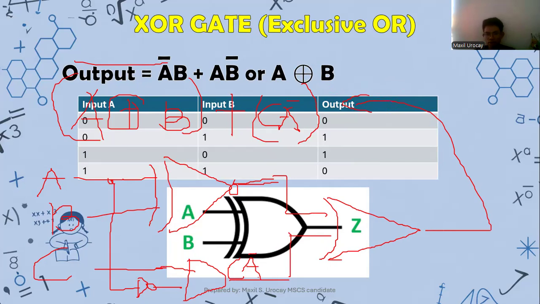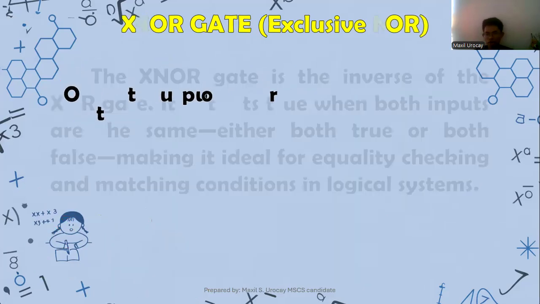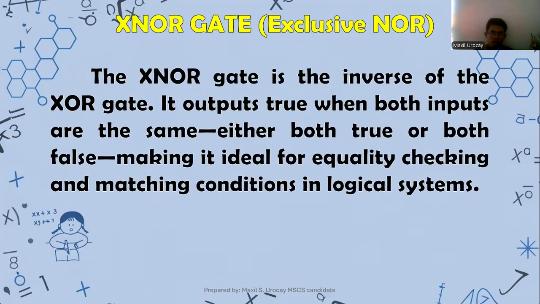That's really so simple. Now for the XNOR, it is different. XNOR gate is the inverse of XOR gate. It outputs true when both inputs are the same, either both true or both false, making it ideal for equality checking and matching conditions in logical systems. That means to say, class, for XOR only one statement is true, while for XNOR true and true is true, and false and false is true also.